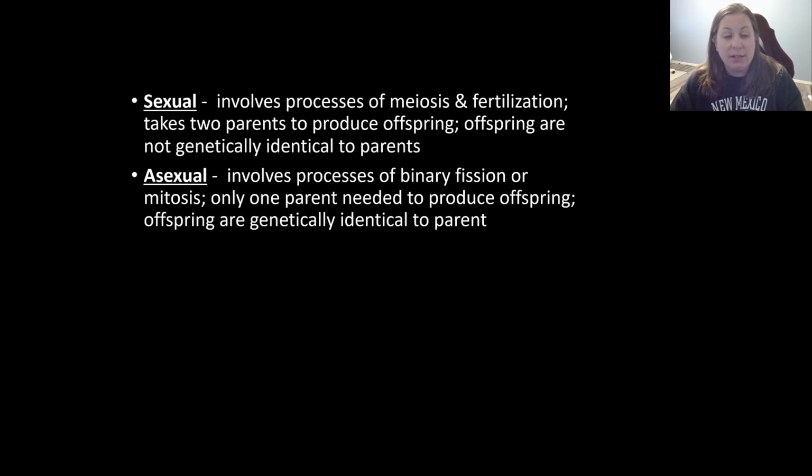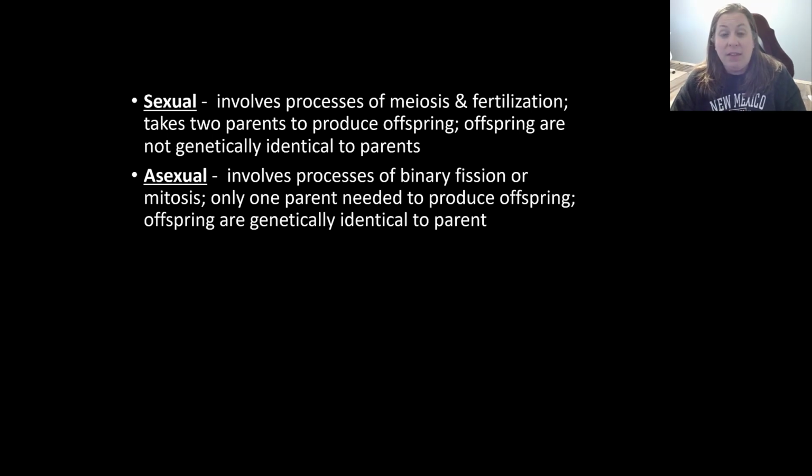And the first one here is sexual reproduction. Sexual reproduction involves the process of meiosis and fertilization. So let's talk about what that means. Meiosis means that we are going to see the formation of egg and sperm. Okay, so we're going to have male and female, and they're going to make egg and sperm. Those egg and sperm then have to come together and fuse in fertilization to make a new organism.